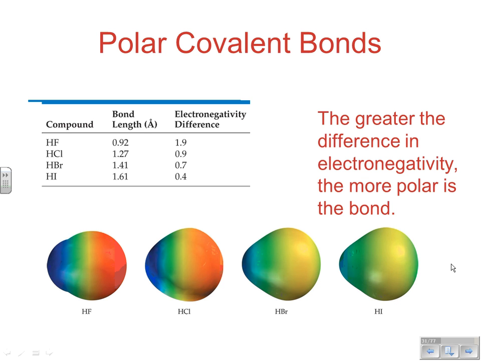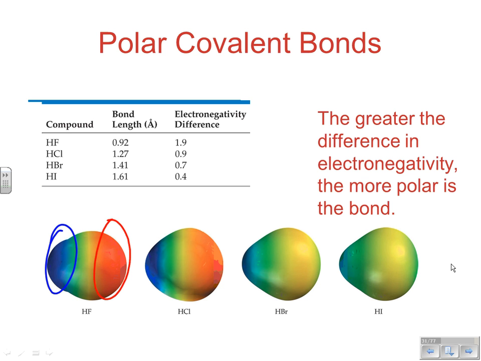And you can see it is very negative on this side and very positive on that side. A very, very polar situation here in HF, and therefore it's a very polar molecule. When you look at something like HCl, it's still a polar molecule. You can still see the red and the blue on the two sides of HCl, but it's definitely not as polar as what was happening in the case of HF.